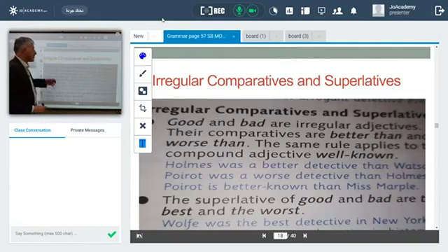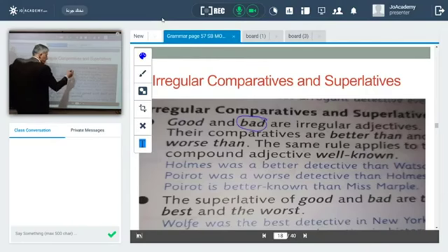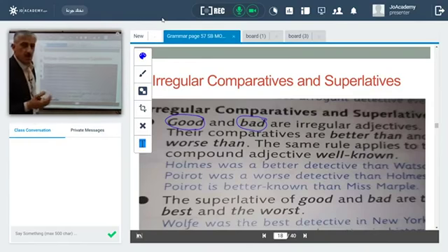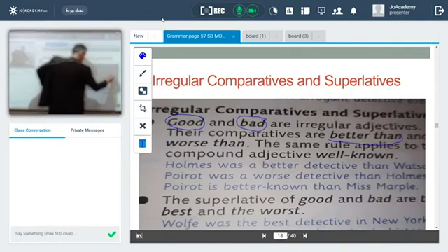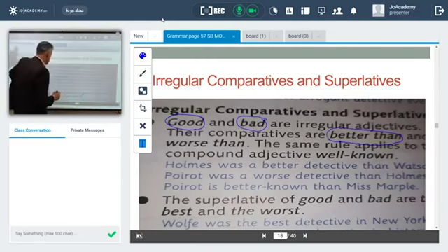We have irregular comparatives and superlatives. As I mentioned before, good and bad are irregular. We talked about that. We said good becomes what? Good becomes better, and bad becomes worse. So good and bad are irregular adjectives. Their comparatives are better than and worse than.